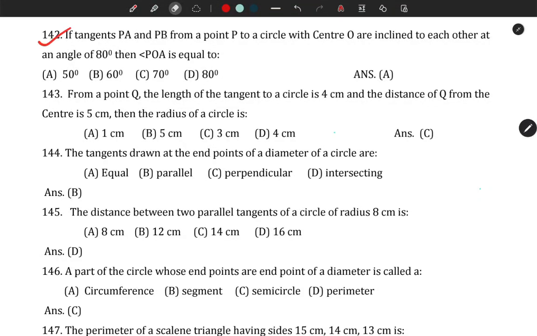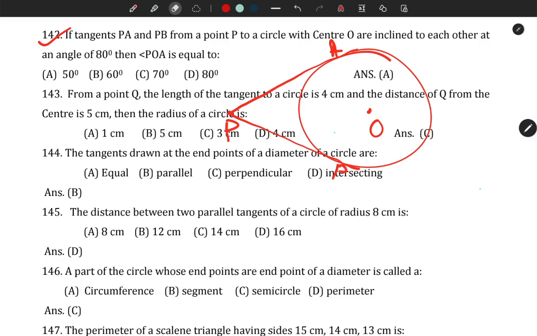If tangents PA and PB from a point P to a circle with center O are inclined to each other at an angle of 80 degrees. So let's draw a circle with center O and, from a point P, tangents PA and PB. They are inclined to each other at an angle of 80 degrees. This angle is 80. Now we have to find angle POA, that means this angle.